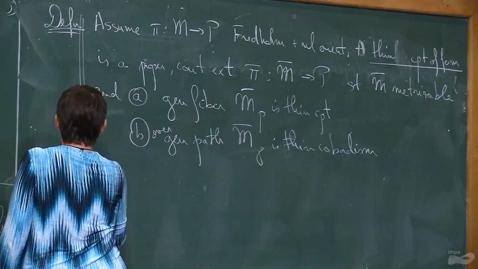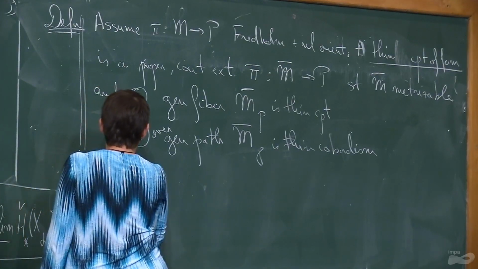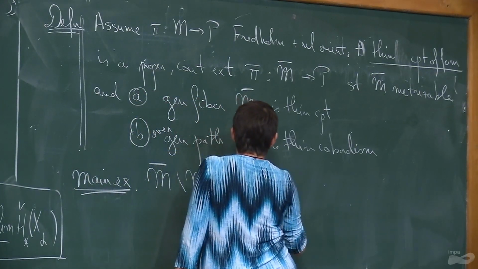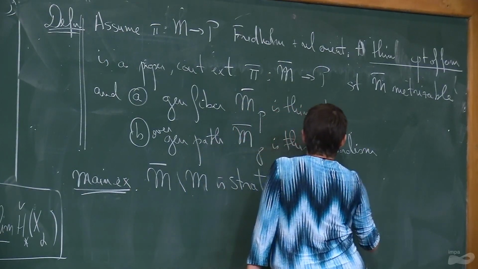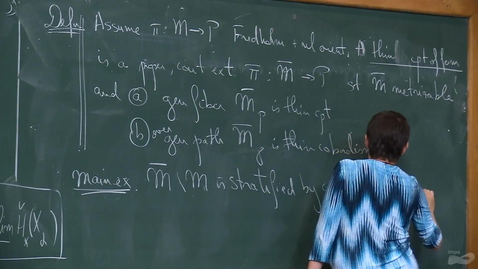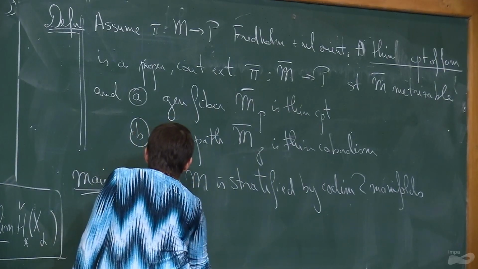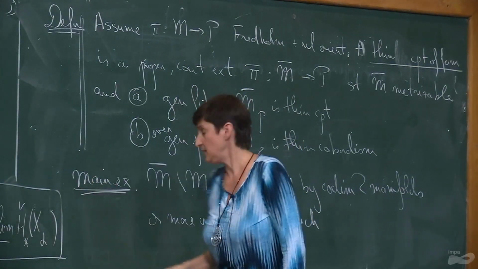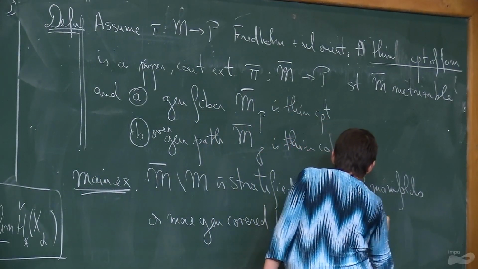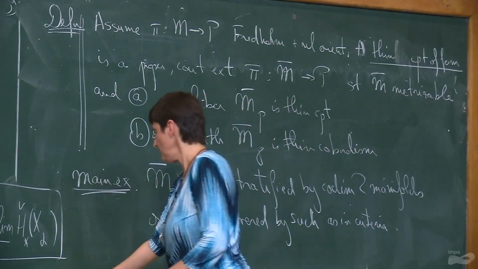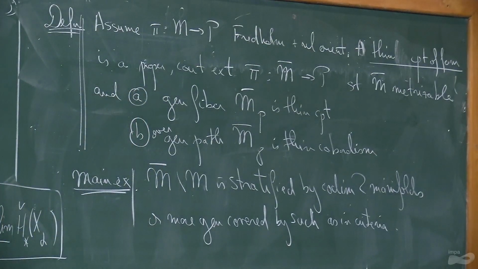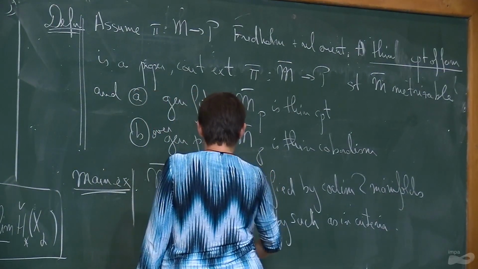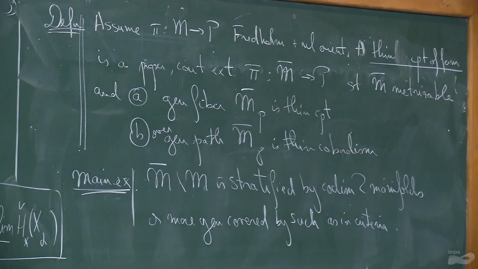And again, the main example of such thinly compactified families is when M bar minus M is stratified by codimension 2 manifolds, or more generally, covered by such, as in the criteria over there. Those are the main examples of thinly compactified families. Okay. So once you know that the generic fiber is a thin compactification and also the generic path is a thin cobordism, then you get our result.